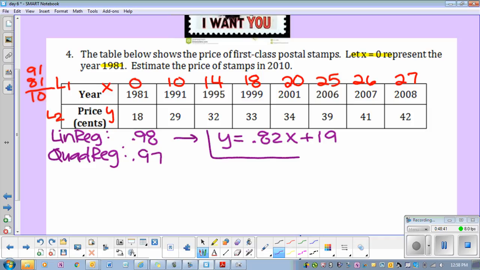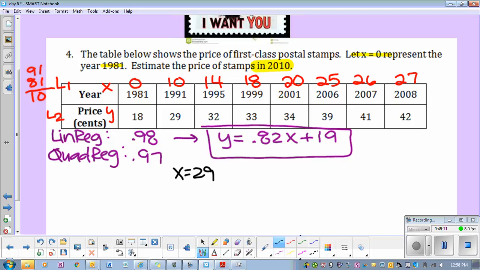All right, so how'd you get 29? It says estimate the price of stamps in 2010. Well, you're not going to plug in 2010, right? 2010 would be what number? You're going to plug in 29. So then what would be the price of stamps in 2010?